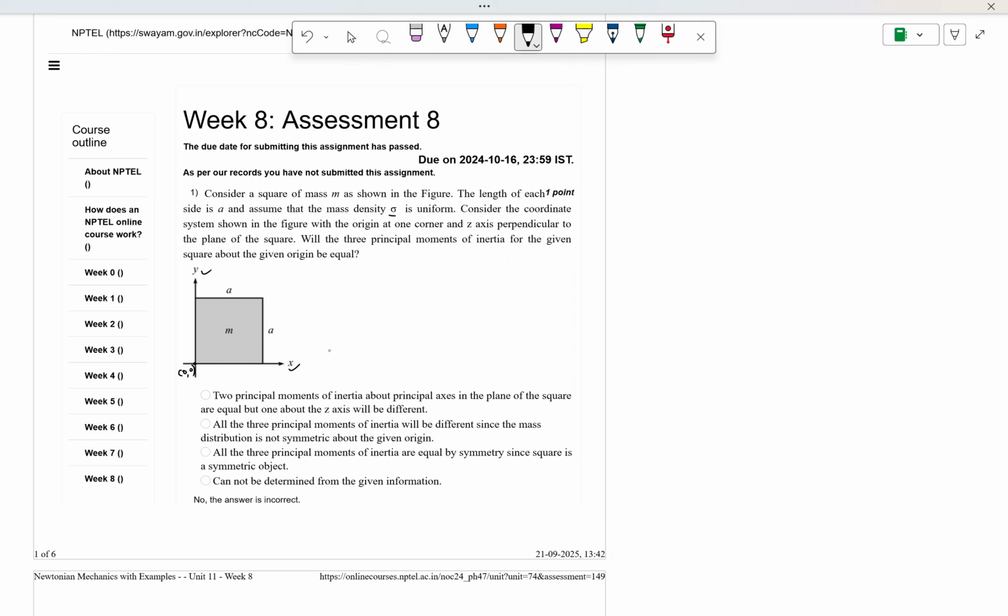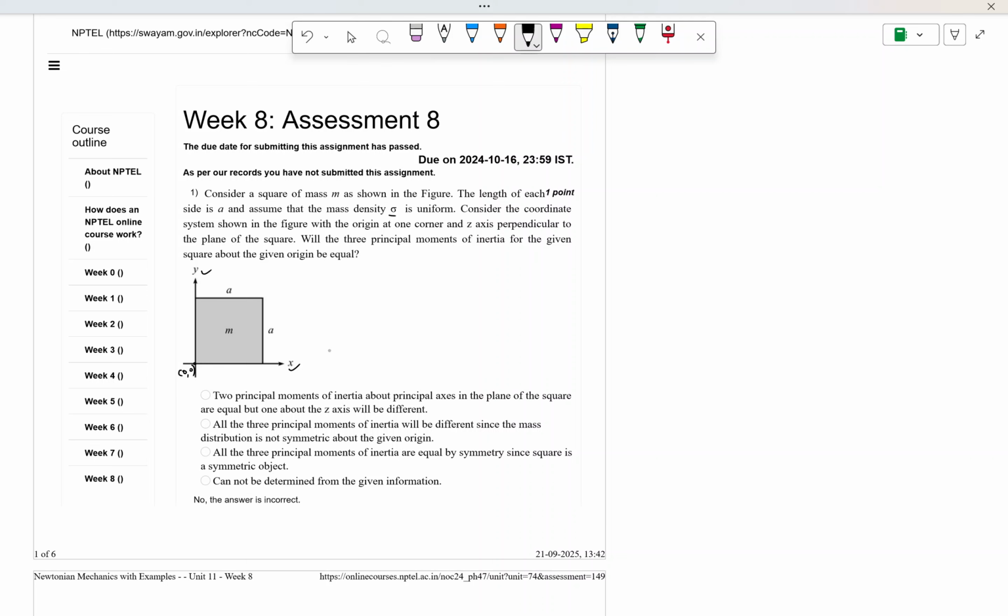Why am I saying tensor? Because this is a 3D problem. The picture is not 3D, but the problem will be 3D, because you are dealing with a square lying in the xy plane, but there is also a third axis, the z-axis, perpendicular to the plane. So actually, you have to think in 3D. For such a case you have to find the moment of inertia tensor with all the components along x, y, z, etc.